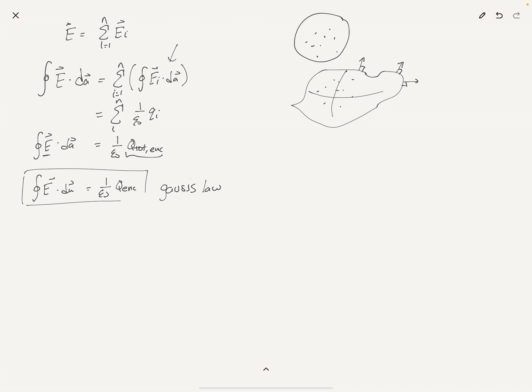I can rewrite this surface integral as a volume integral, using the fundamental theorem of divergences. That gives me an integral over my volume of del dot E d tau. That's what the left side can be. And on the right side, I can rewrite my Q enclosed as the integral over all of the volume that contains all the charges. That becomes 1 over epsilon naught, integrating over a volume of my charge density, whatever that is, times d tau.